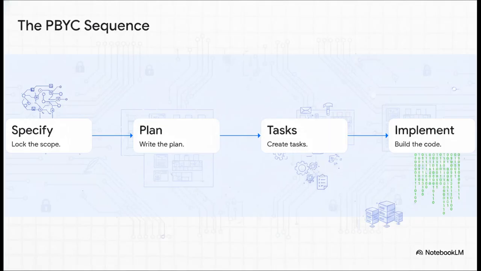So the PBYC, plan before you code, sequence is beautifully simple, but man is it aggressively enforced. 1. Specify. 2. Plan. 3. Tasks. 4. Implement. The rule is that any task requiring more than 2 hours of build effort gets a written plan first. No plan, no code. An executable, version-controlled specification sitting in your repository, not the code itself, is your single source of truth. That spec becomes the AI agent's persistent memory, totally eliminating that context decay we talked about earlier.